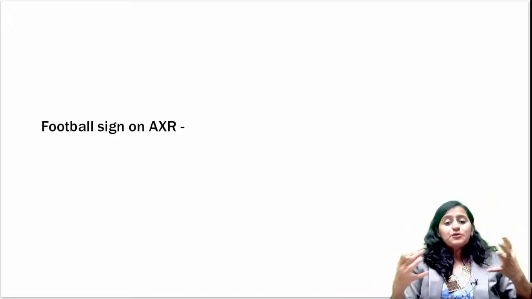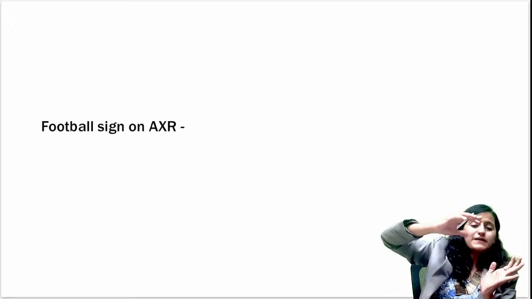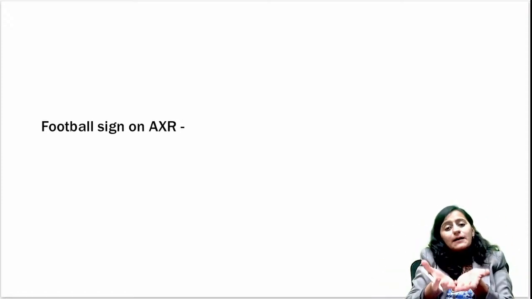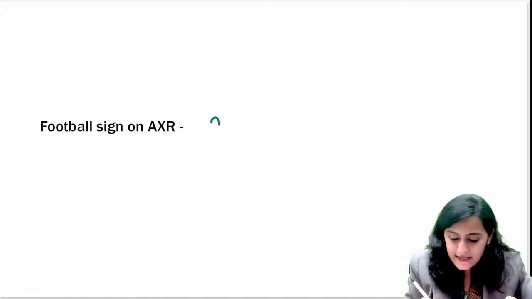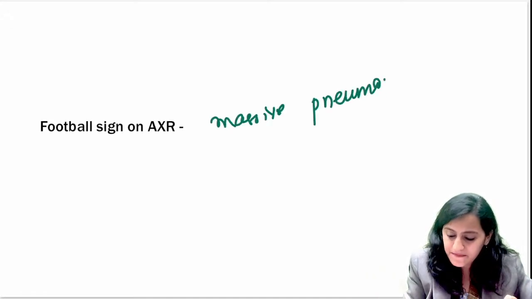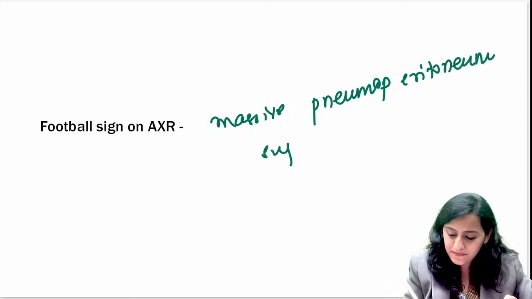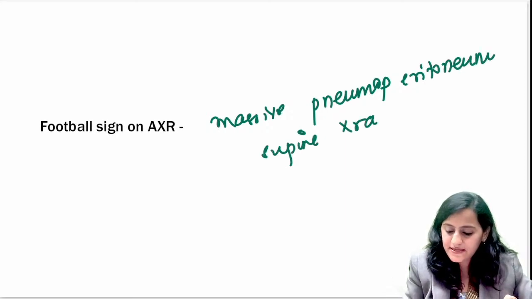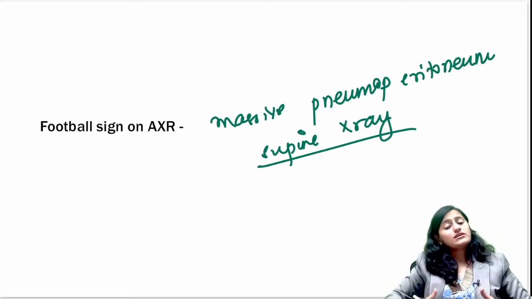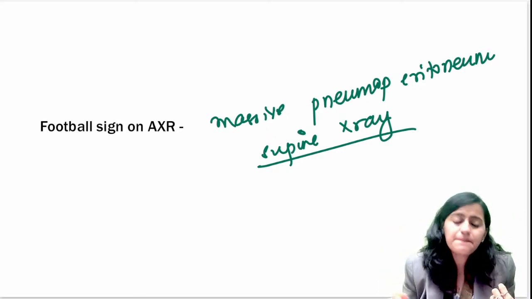Very good. When there is massive pneumoperitoneum, you ask the patient to go supine and then you take a supine x-ray. All the air will come beneath the abdominal wall. So, this is seen in massive pneumoperitoneum on a supine x-ray, where you will have this football appearance. Okay, right.